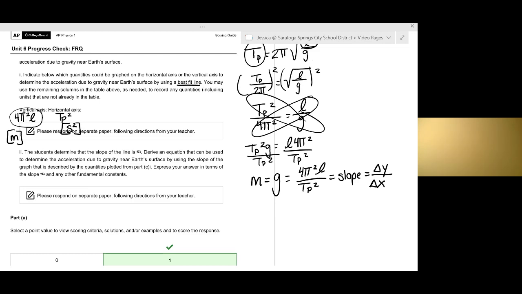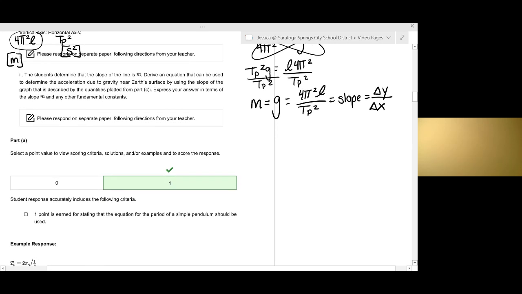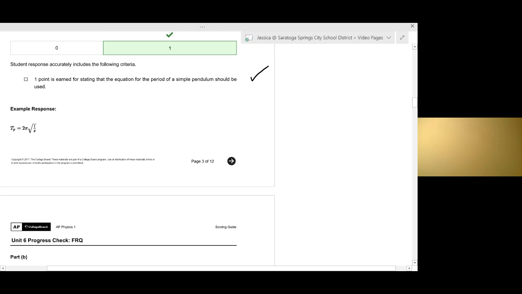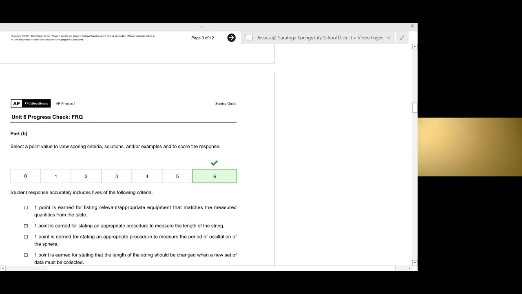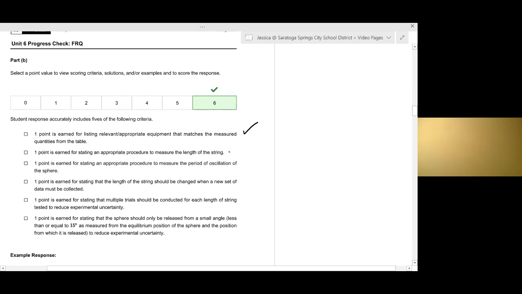Okay, so let's go ahead and check my points. So in part A, which is where I needed to figure out what physics thing to use, I get 1 point for the period of a pendulum equation. Hooray! Then part B was where I get into actually doing the experiment. So I get 1 point for listing relevant and appropriate equipment that matches the measuring quantities. I did that. We need to measure the length and the period. For stating that the length of the string should be changed, I get a point for stating multiple trials should be conducted for each length. And I get 1 point for stating that the sphere should be only released from small angles. So I did say small angles. Wonderful. Hooray, I got all the points.